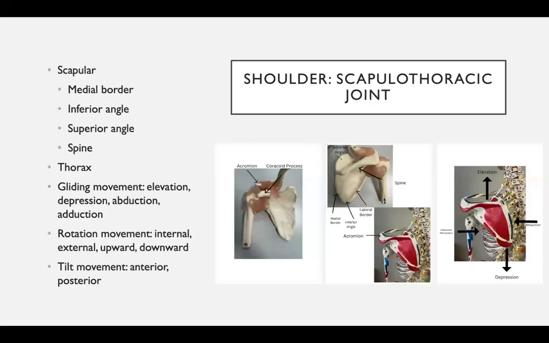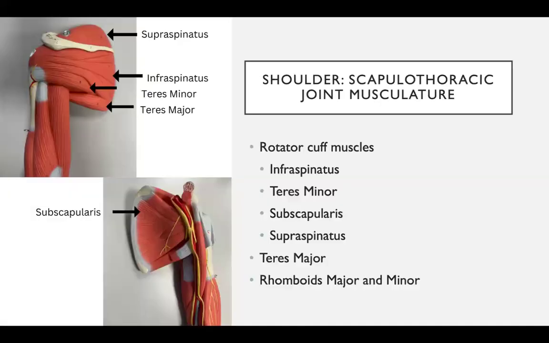We also have the scapulothoracic joint, which includes the scapular and the thoracic. Gliding movements include elevation, depression, abduction, and adduction. The rotation movements include internal, external, upward, and downward. And the tilt movements are anterior and posterior. The scapulothoracic joint musculature are the rotator cuff muscles, which include the infraspinatus, teres minor, subscapularis, and supraspinatus, as well as the teres major, the rhomboids major and minor.